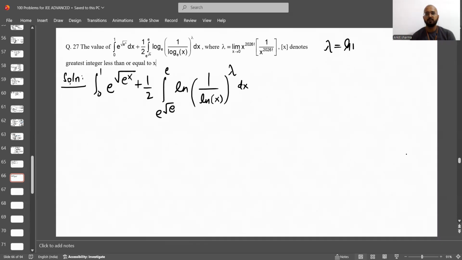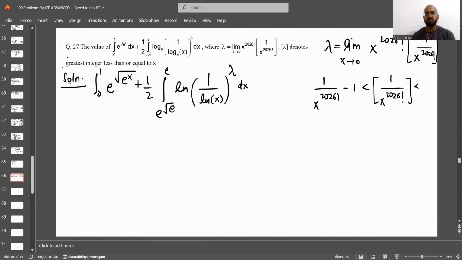So lambda is equal to limit x tends to 0. We have x to the power 2026 factorial over 1 over x to the power 2026 factorial, and this is GIF. So of course we can use the sandwich rule for this. So GIF is sandwiched between 1 over x to the power 2026 factorial minus 1 is less than GIF of 1 over x to the power 2026 factorial is less than the same guy, x to the power 2026 factorial.